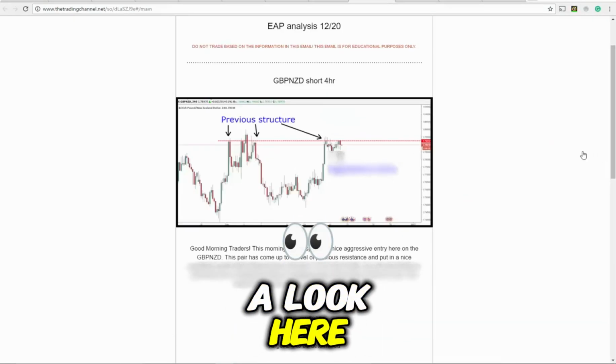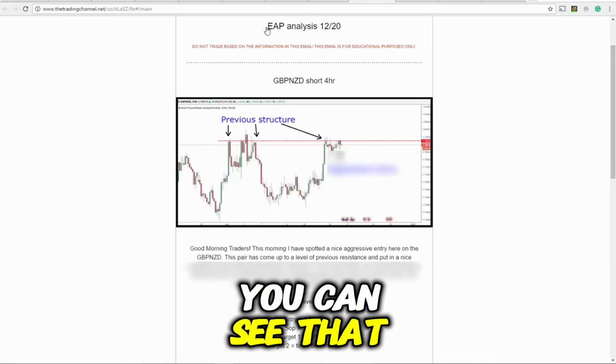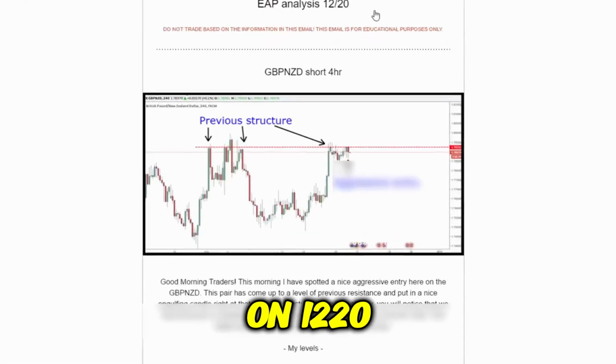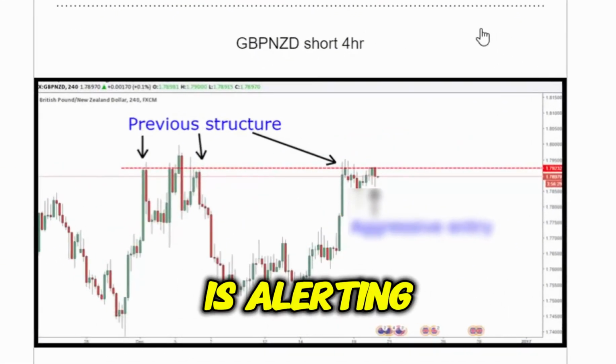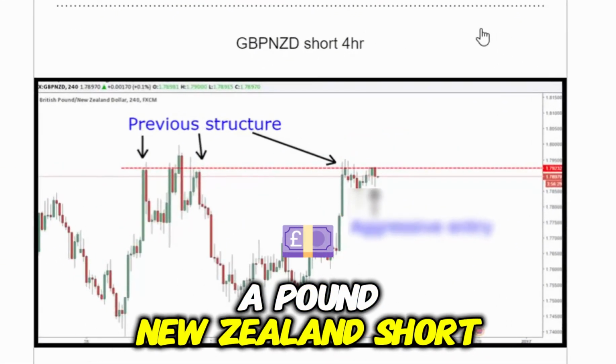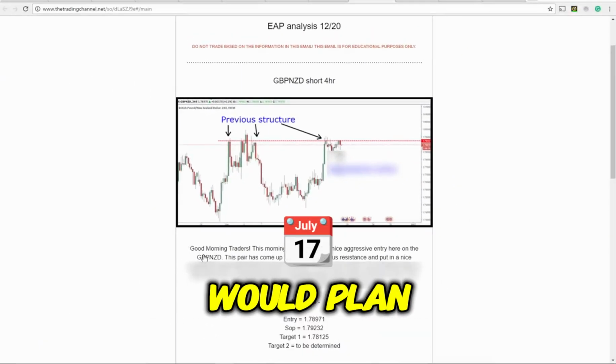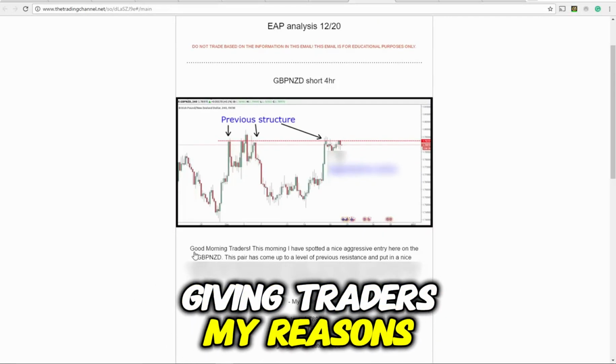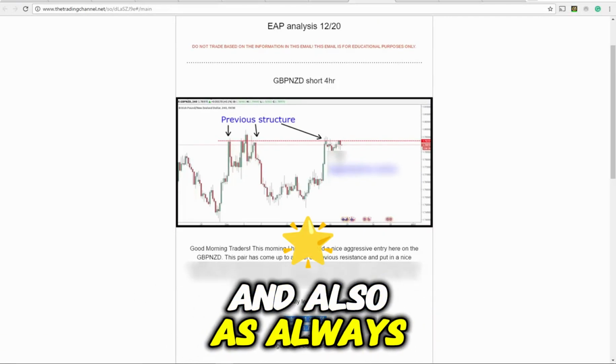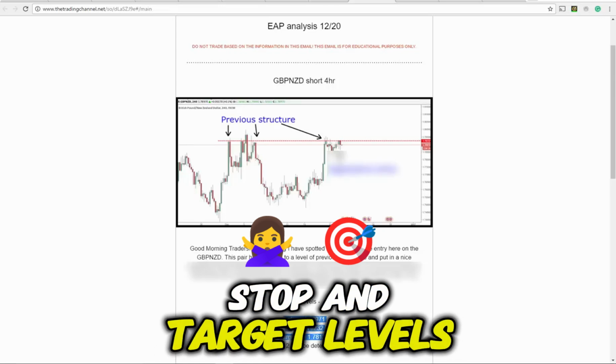And if we take a look here at the email analysis for the pound New Zealand, you can see that this analysis came out on 12/20, which was yesterday morning, and I was alerting traders of a pound New Zealand short trade. As you can see, I did a brief but detailed description of why I would plan to enter this trade, giving traders my reasons for entry, and also, as always, I did put in my entry, stop, and target levels for this trade.